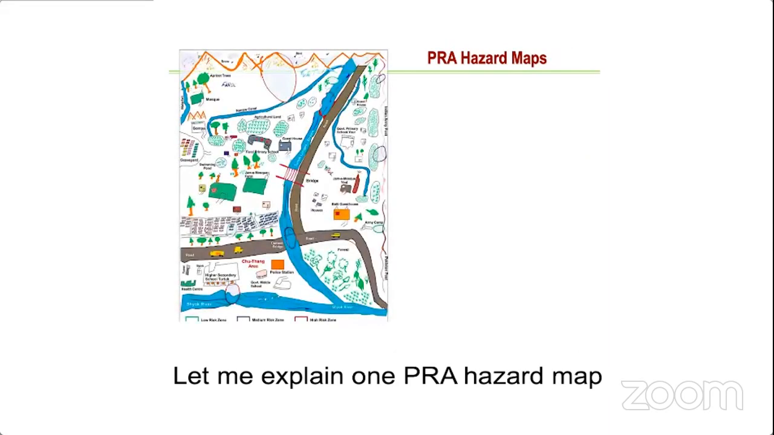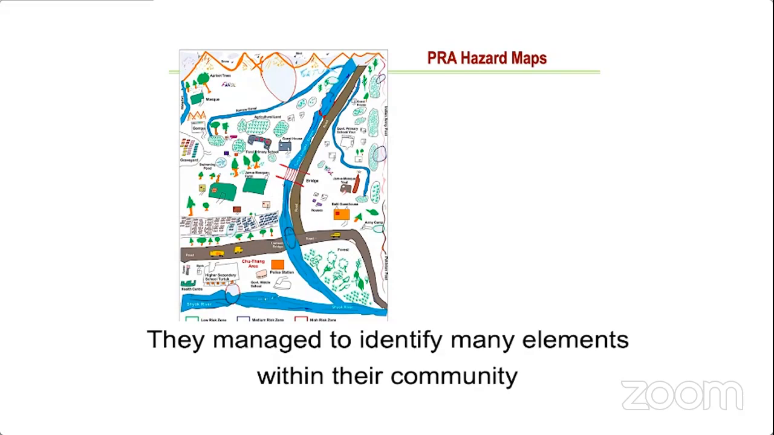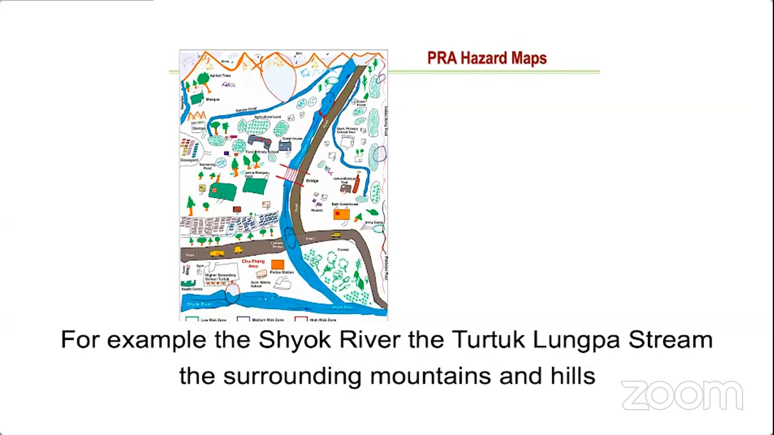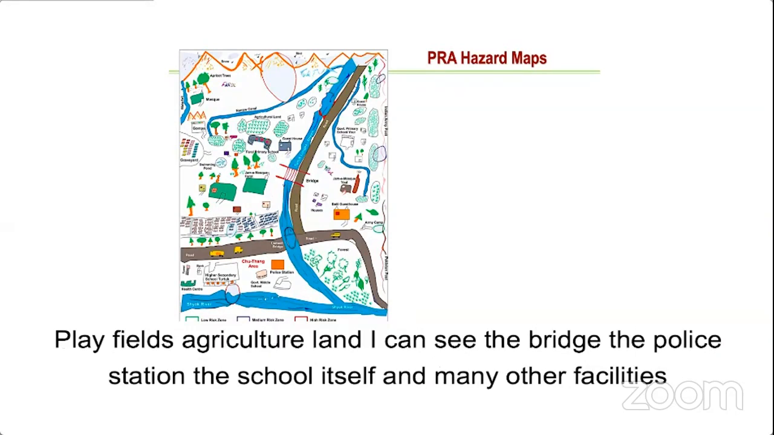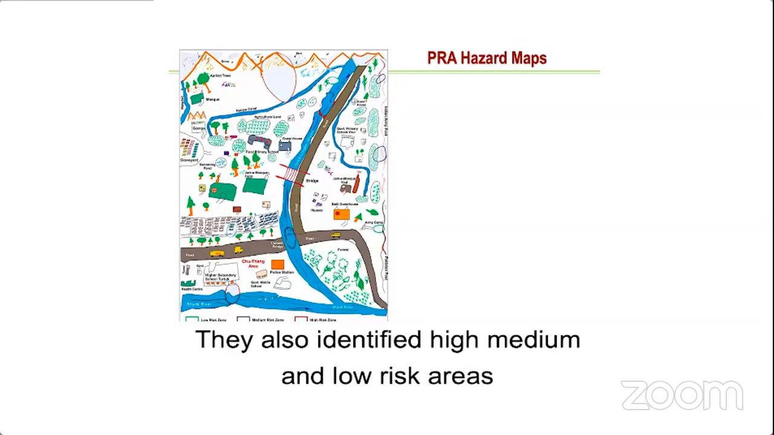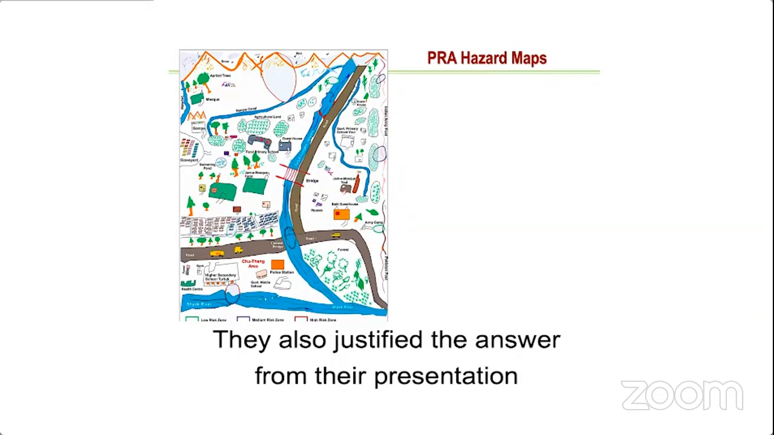Let me explain one PRA hazard map. It was drawn by the women's group. They managed to identify many elements within their community, for example, the Shiok River, the Turtuk Lungpa stream, the surrounding mountains and hills, play fields, and agricultural land. I can see the bridge there, the police station, the school itself, and many other facilities. They also identified high, medium, and low risk areas, and justified their answers in their presentation.